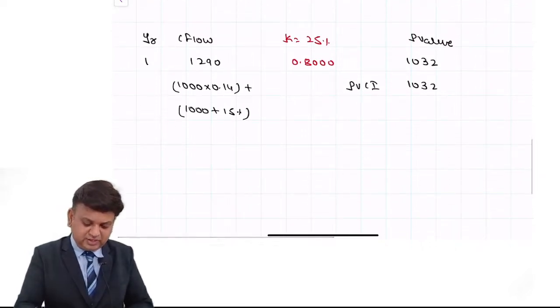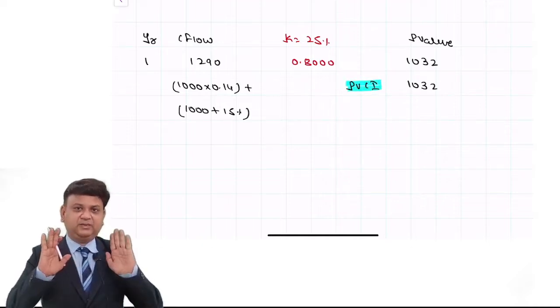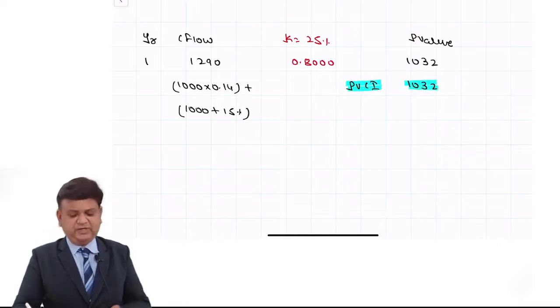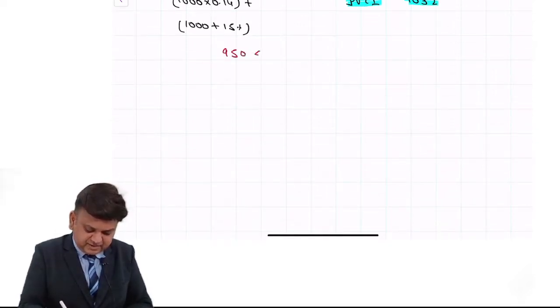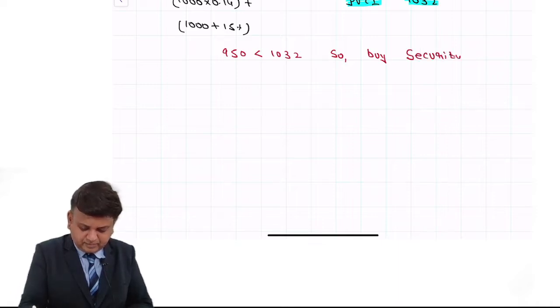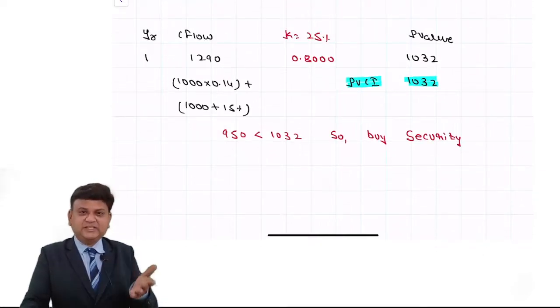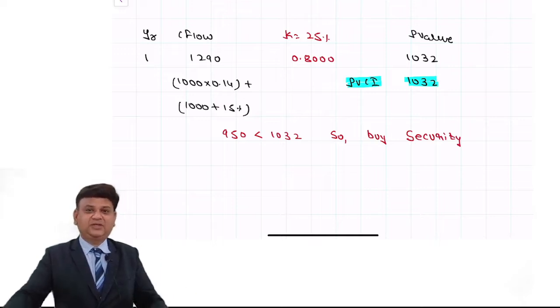Which is 1032 in our example. So as an investor, we are ready to pay a maximum of 1032. What is the current price? The current price is only 950. So the decision making is like this: 950 is less than 1032, so buy the security. That is the way you can take the decision. It means the security price is less than what it should have been, so we can say it is undervalued, so we should buy the security. This is the second method of decision making.